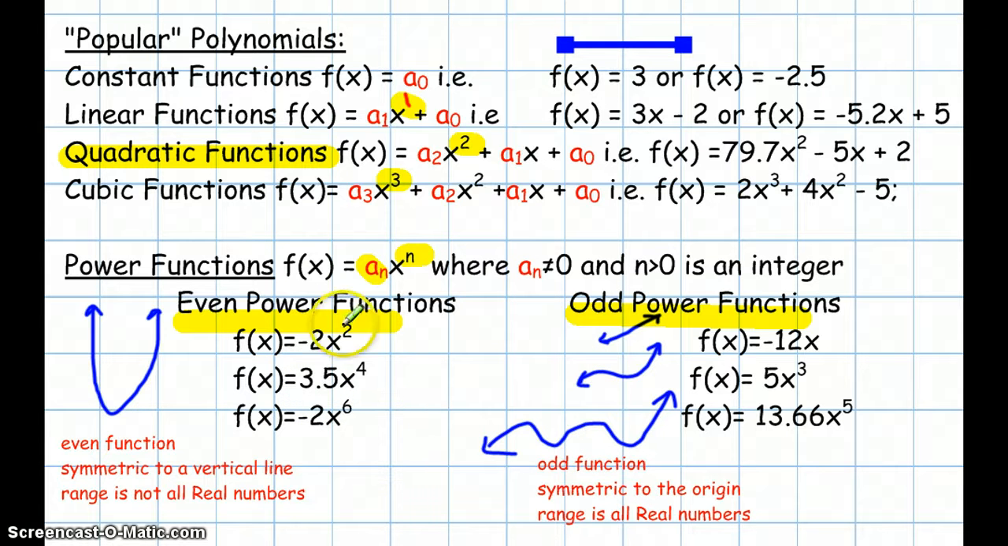So that's what we're going to do today. It's short and brief because you've already dealt with polynomials, and you have actually already dealt with power functions. You just didn't know it.